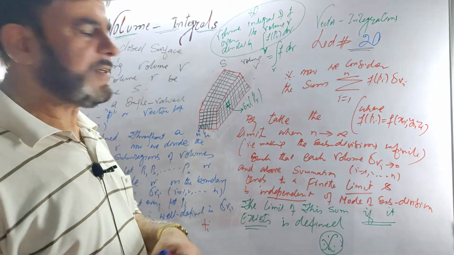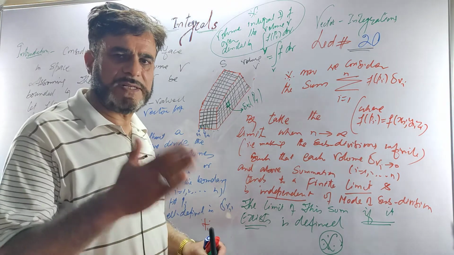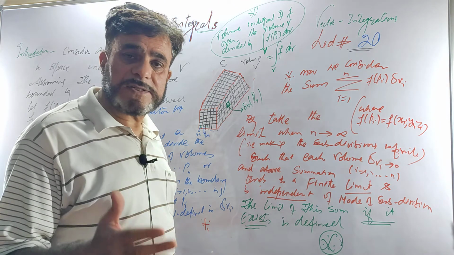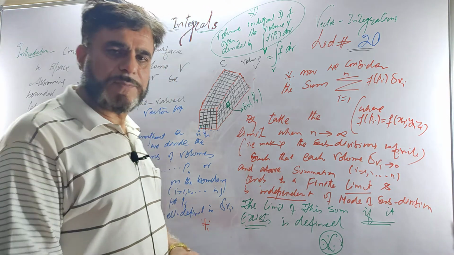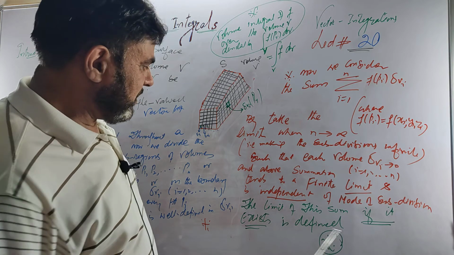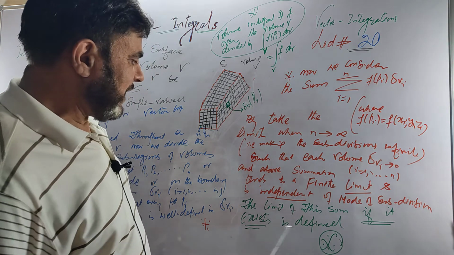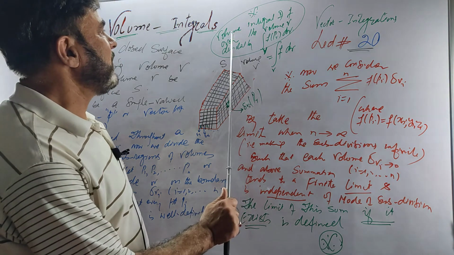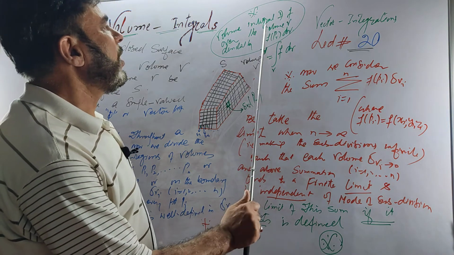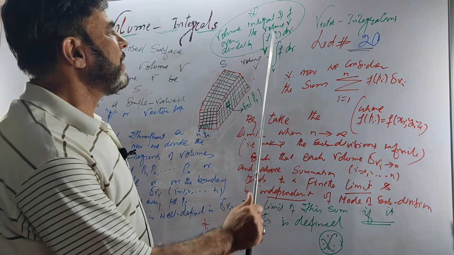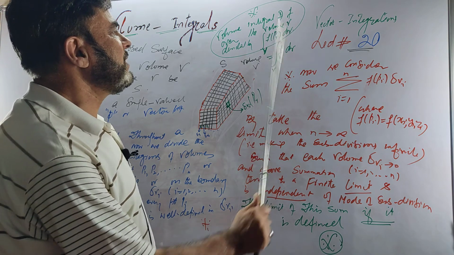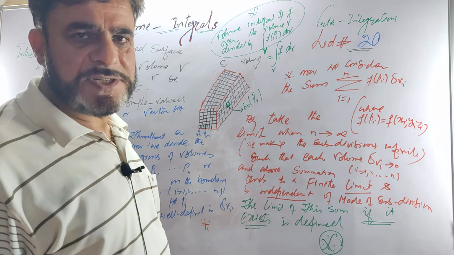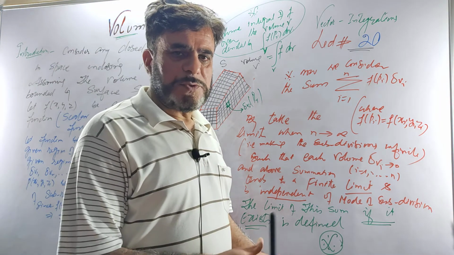I have mentioned that it is not necessary to make the subdivision into cuboids or cubes. You can make any type of subdivision, any mode of subdivision. The limit of this sum, if it exists, is defined as the volume integral of f over the volume V, denoted by the integral over V of f dV. Now the question is, how do we introduce the triple integral?